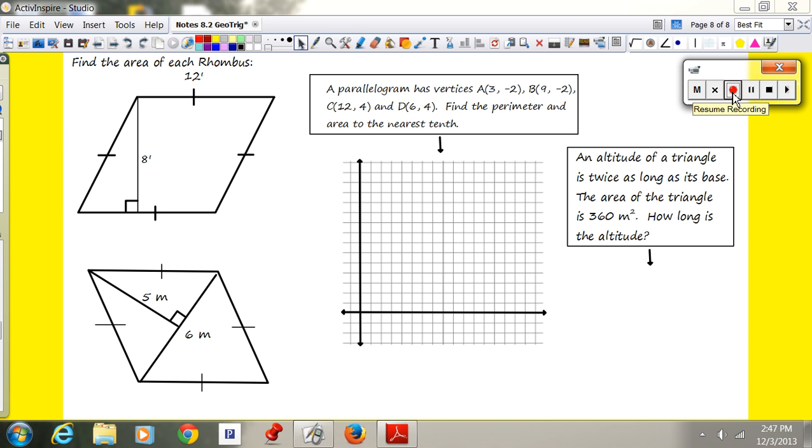All right, find the area of each rhombus. The first one, the area of this rhombus, they're giving us the base of 12, and they're giving us the height of 8. So this one, your area is just going to simply be base times height, which is going to be 12 times 8. Area is 96 square feet.